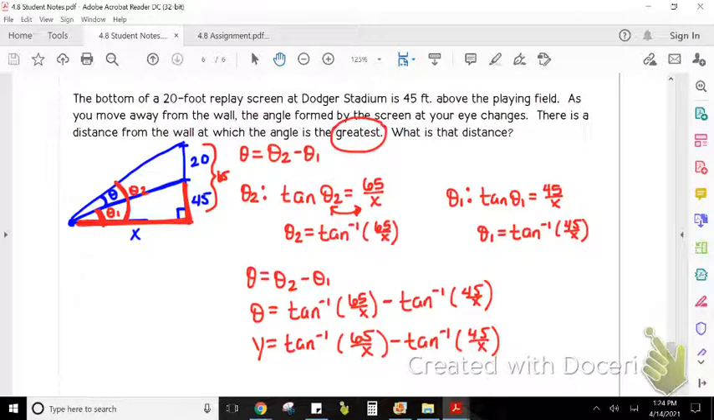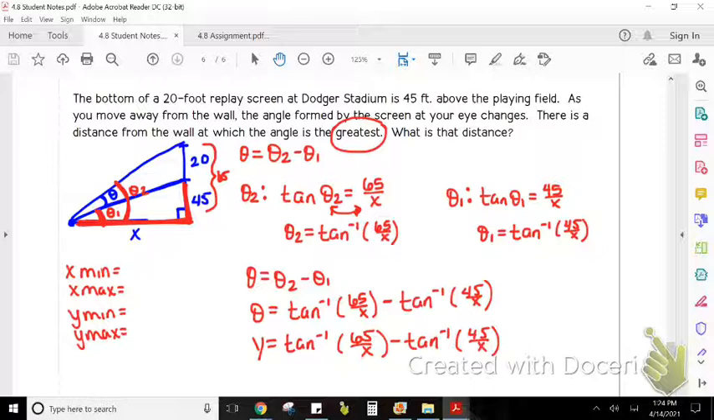Okay, so we can just hit graph and hope for the best, right? But let's think about this, guys. Let's think about our window. So let's go to our window and set it up. Let's change our x min, our x max, our y min, and our y max.